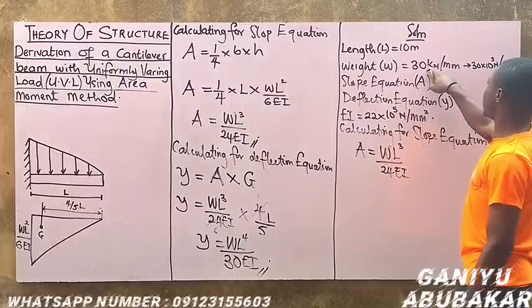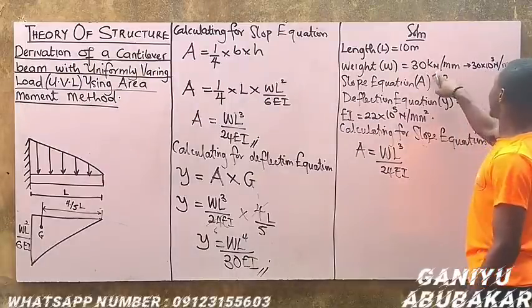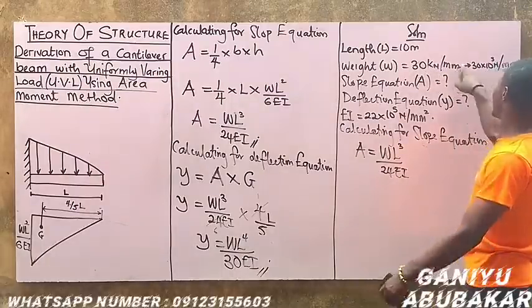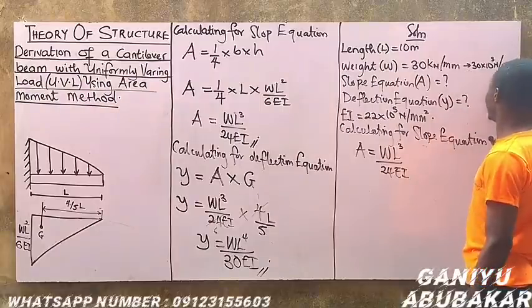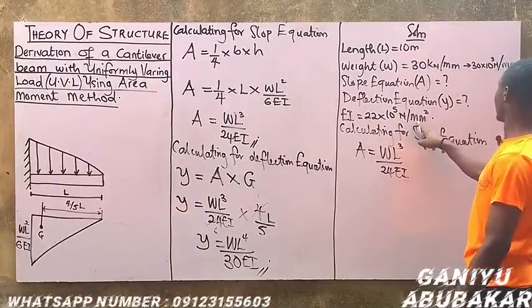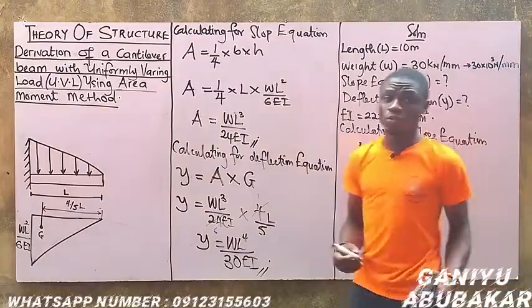Change this kilo to value. Kilo is 10 to the power 3. Then attach this one to it, Newton. So I've converted everything here to Newton millimeter, so I'm having Newton millimeter squared. So it's correct this way now. So I can now solve, right?